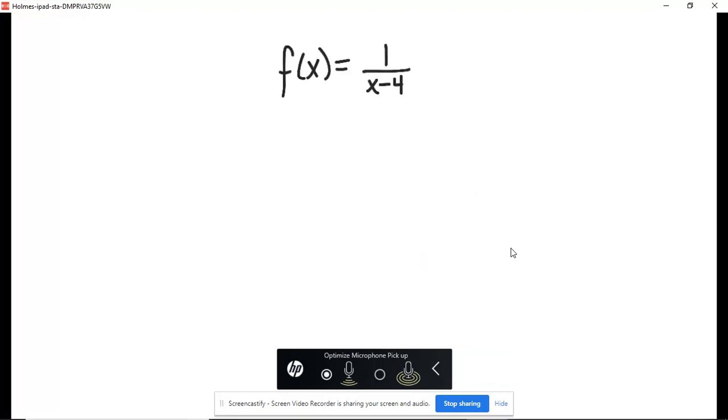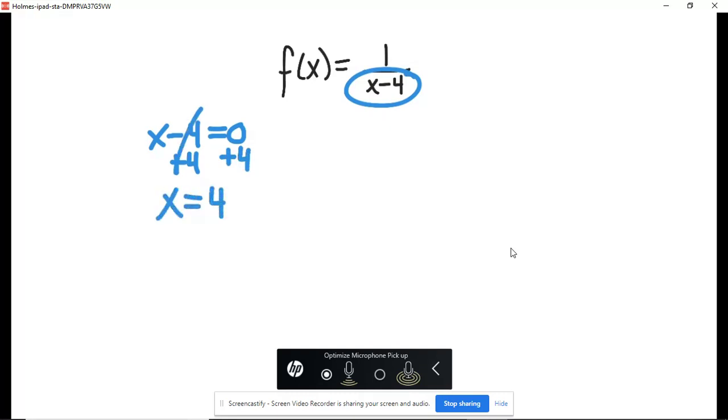So let's start with an example. If we cannot divide by 0 in the denominator, then we want to solve for x in the denominator. So the step you're going to take is to set the denominator equal to 0 and solve for x. When you're solving for x, just for the denominator, you move the other numbers to the other side, and you get x equals 4. So this tells me that there's going to be a vertical asymptote at x equals 4.